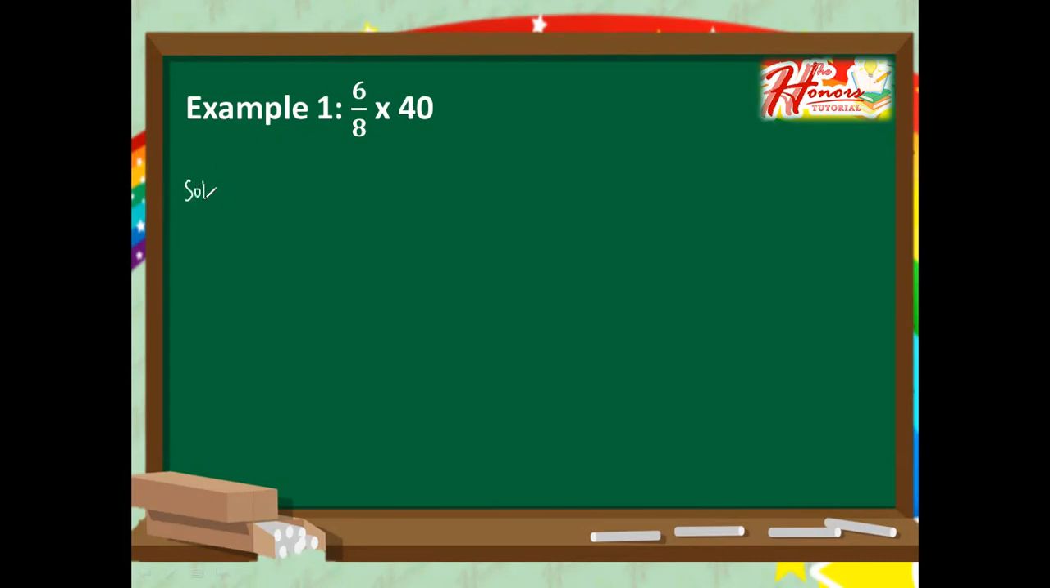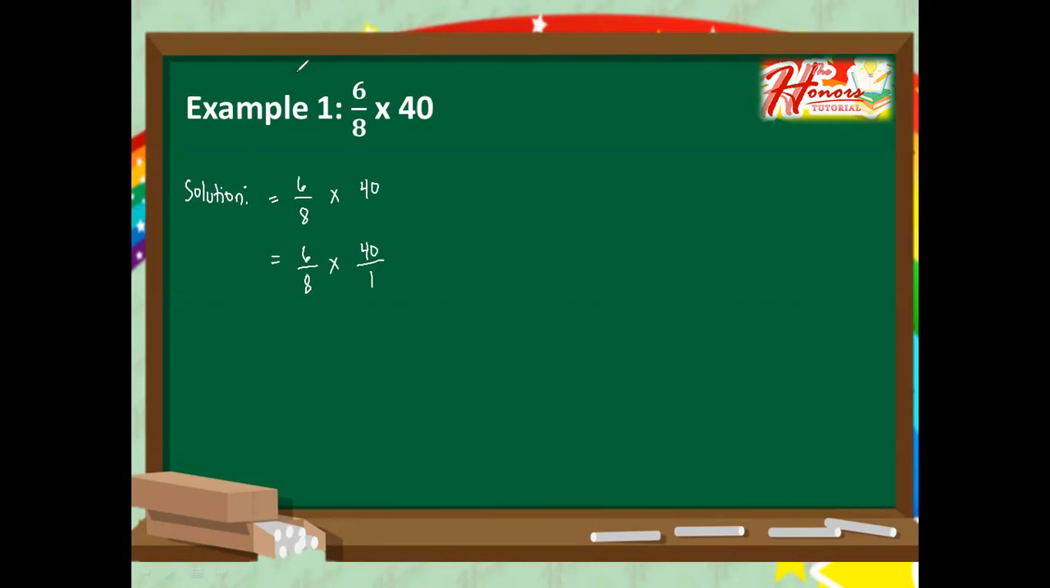So let's write solution and then kindly copy the given. So that is 6 over 8 times 40. Now kindly change 40, a whole number, into a fraction. So we have here 6 over 8 times 40 over 1. Because if we have to change a whole number into a fraction, we have to add 1 in our denominator and that's it.